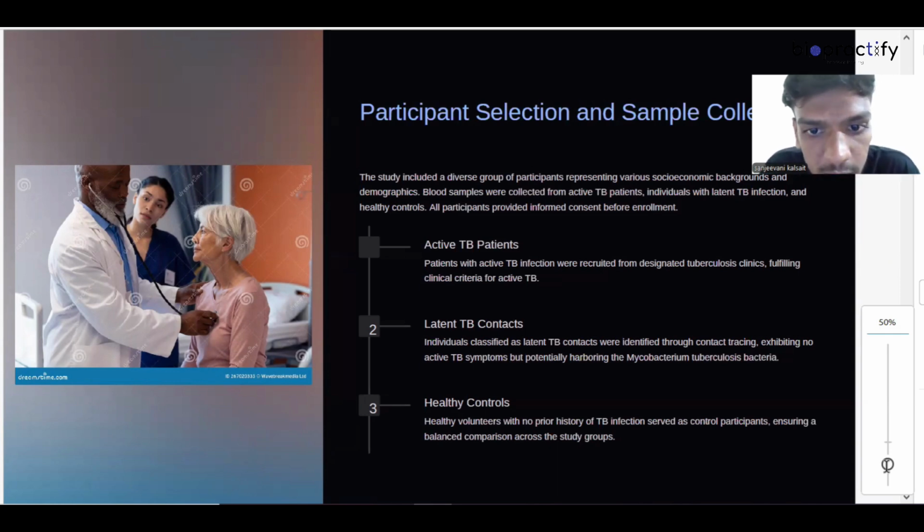Latent tuberculosis contacts. Individuals classified as latent tuberculosis contacts were identified through contact tracing, exhibiting no active tuberculosis symptoms, but potentially harboring the Mycobacterium tuberculosis bacteria. Next is healthy controls. Healthy volunteers with no prior history of tuberculosis infection served as control participants, ensuring a balanced comparison across the study groups.